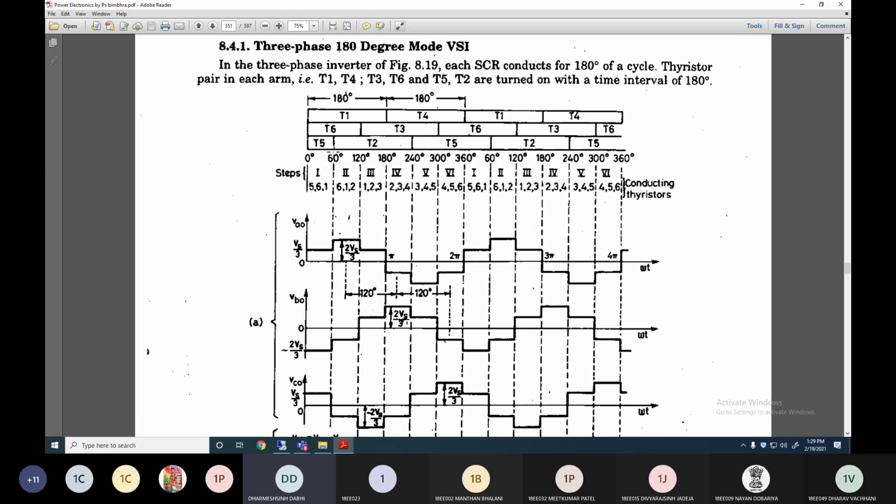So why is it conducting from 0 to 60? Because in the previous cycle, before 120 degree, from this point your T5 is already in conducting mode. Like this, you can see that after 360 degree here, your next cycle will start. But again your T5 continues conducting up to 60 degree, because the duration of conduction of T5 is what? 180. So 240 plus 180 is what? 420. So 360, then the next 60 degree up to 420 is conducting in the next cycle of output voltage.